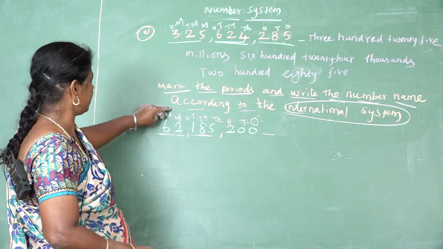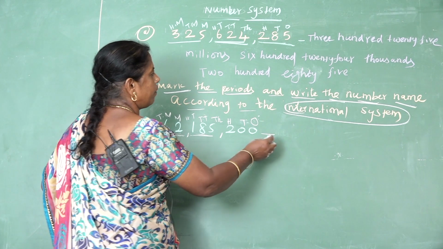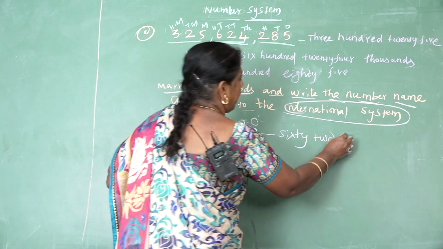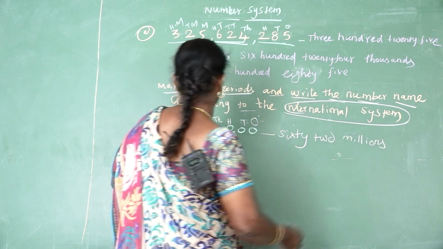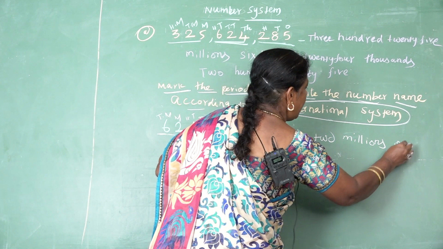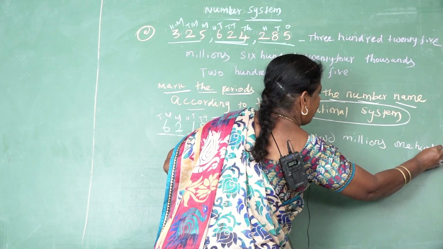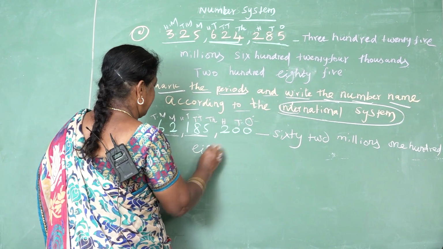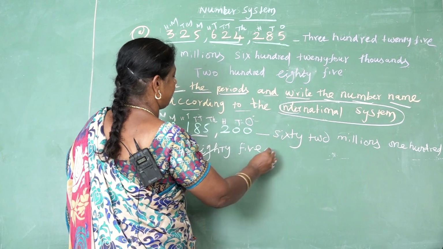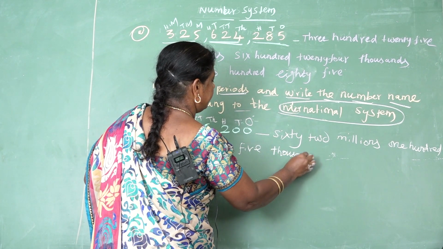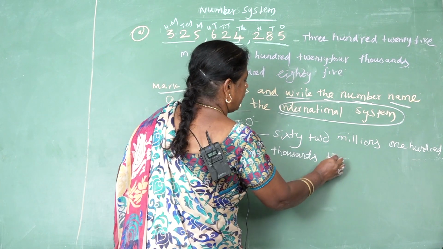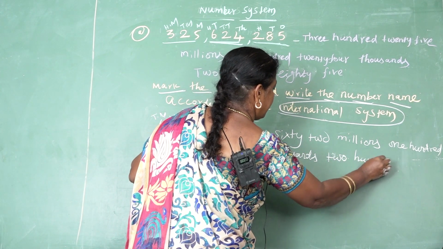So see, in the millions family, how much is this? 62. So spell the word sixty-two: S-I-X-T-Y, 60, T-W-O, 2. Spell the word millions: M-I-L-L-I-O-N-S, millions. Then in the thousand period, how much is this? 185. So spell hundred: H-U-N-D-R-E-D, 185, E-I-G-H-T-Y, 85. What period? Thousand period, so 185,000. Spell the word thousand. Next, how much is this in the ones period? 200, so T-W-O, 2, H-U-N-D-R-E-D, 100.